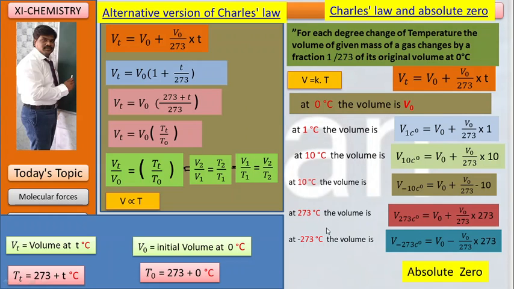See here, these 2 points are very important. To understand these 2 points, I have given the above equations. At 273 degree centigrade temperature, the volume becomes double. This and this cancel. V0 plus V0 is equal to 2V0. At minus 273 degree centigrade, the volume becomes 0, because the 273 gets cancelled. V0 minus V0 is equal to 0. That 0 is known as absolute 0.